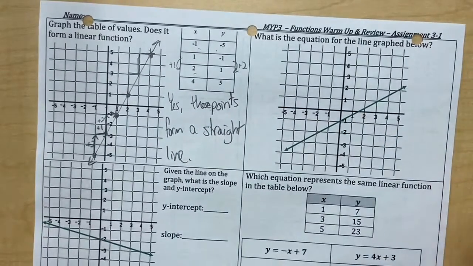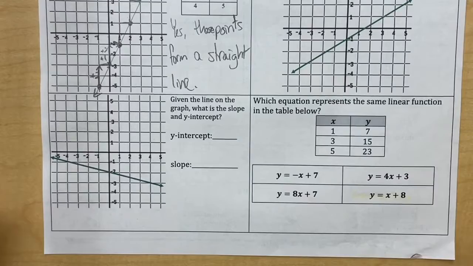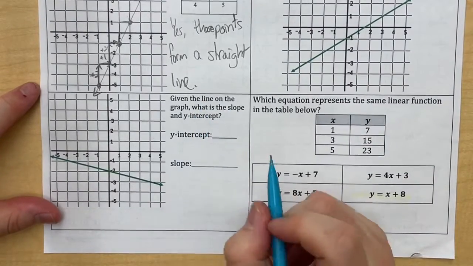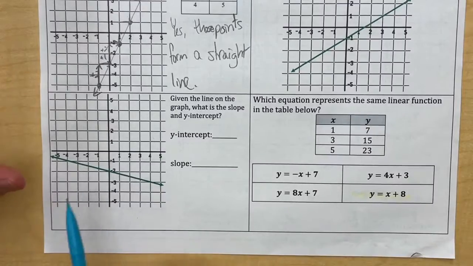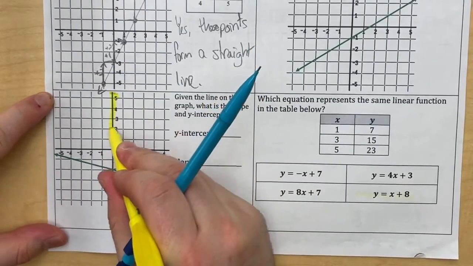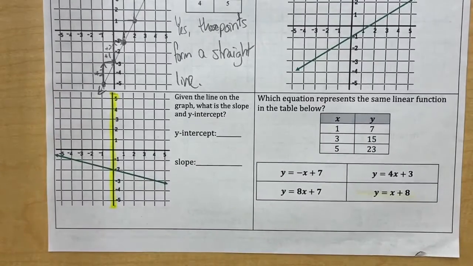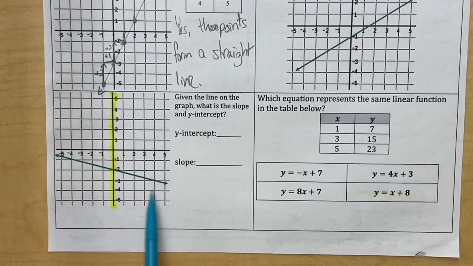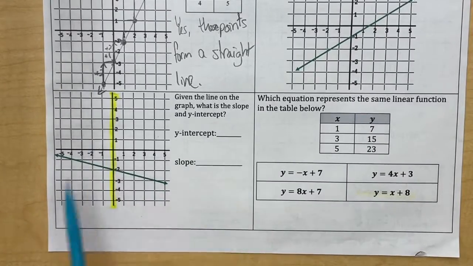All right. Underneath of that, it has given the line on the graph, what is the slope and y-intercept. So now we're going from the graph, we want to be able to identify some items. So super easy, highlight that y-axis. And so I'm going to say this, if my graph of my line is this green function, where does my green line hit my highlighted y-axis?